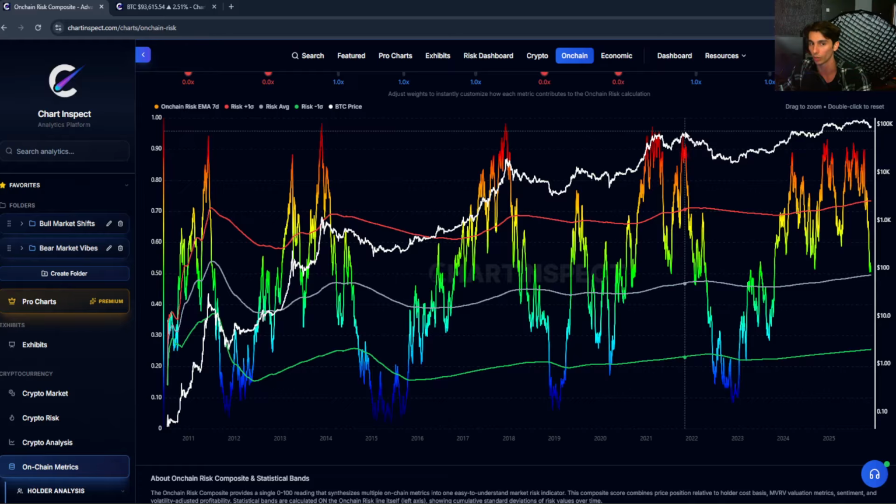Same pattern in 2021, 2022. The top was in November. And then the whole year following that, the entire year was a corrective year. And same thing in 2013 as well.